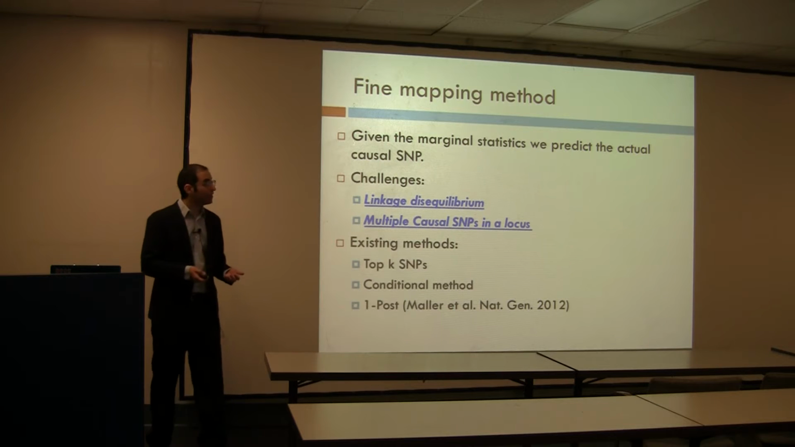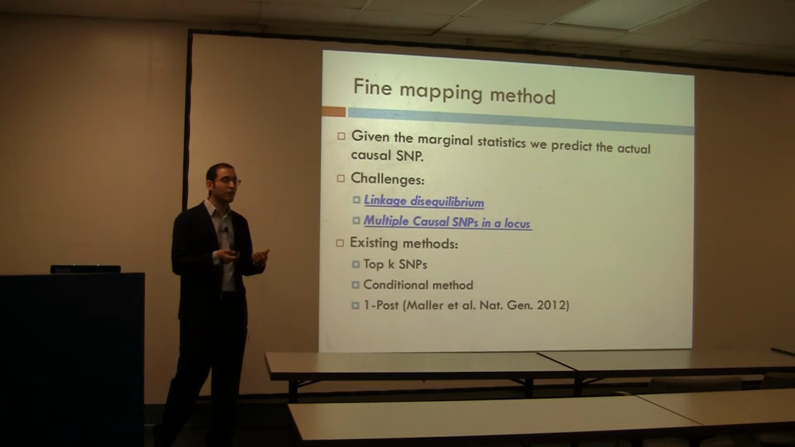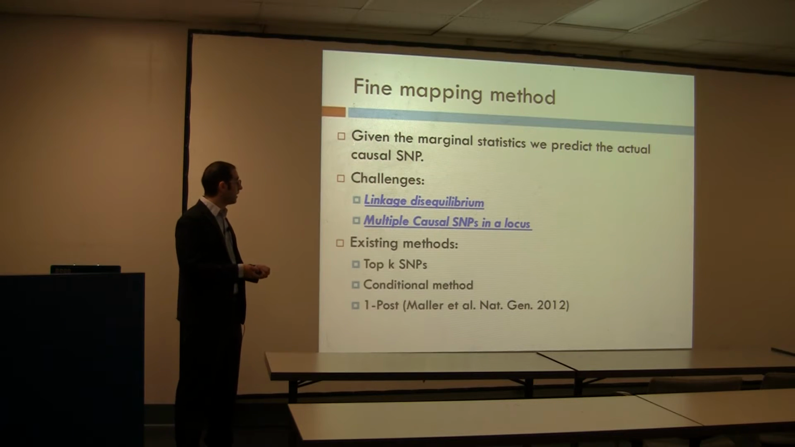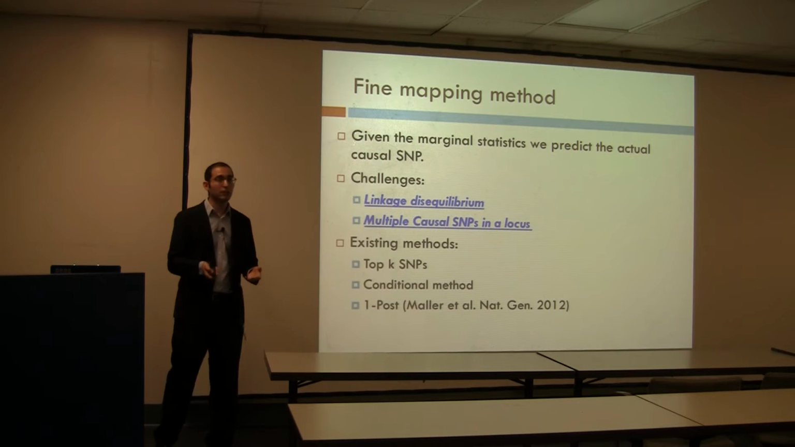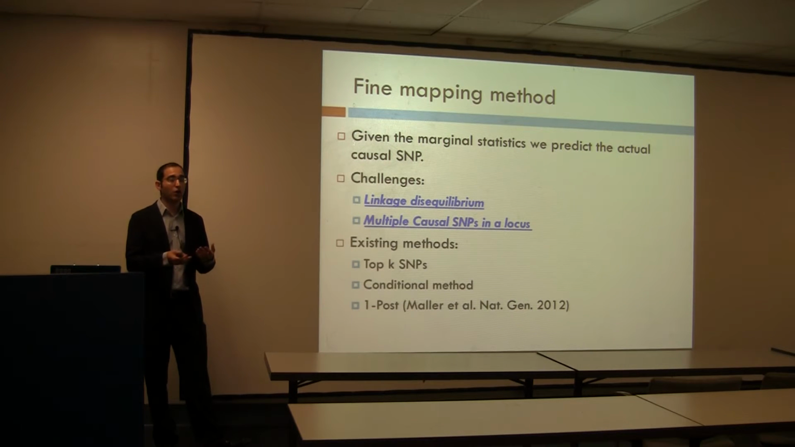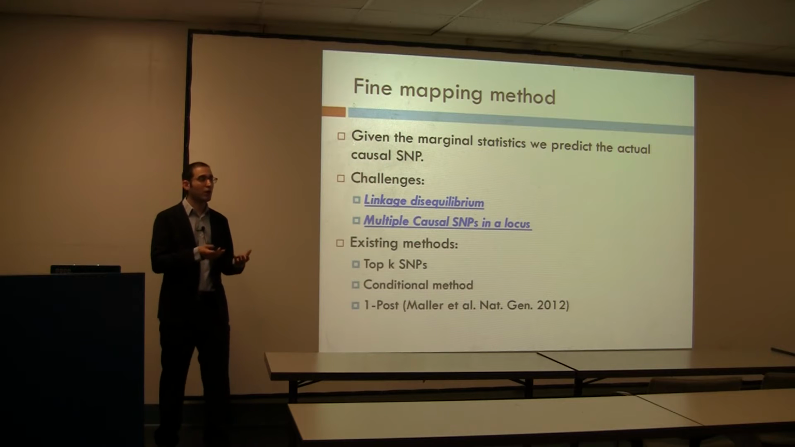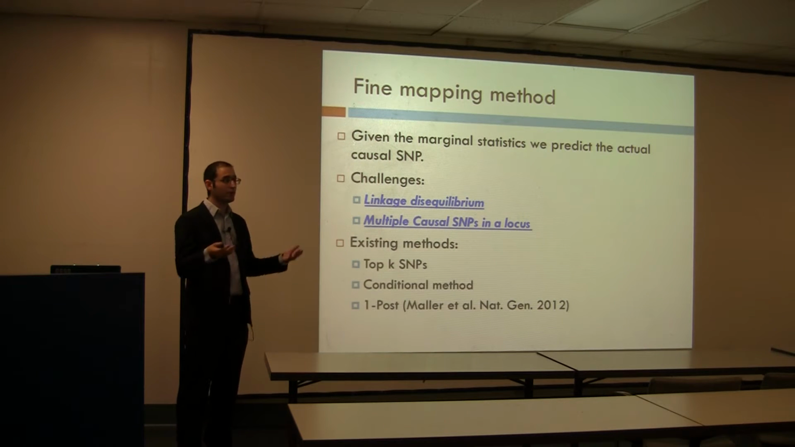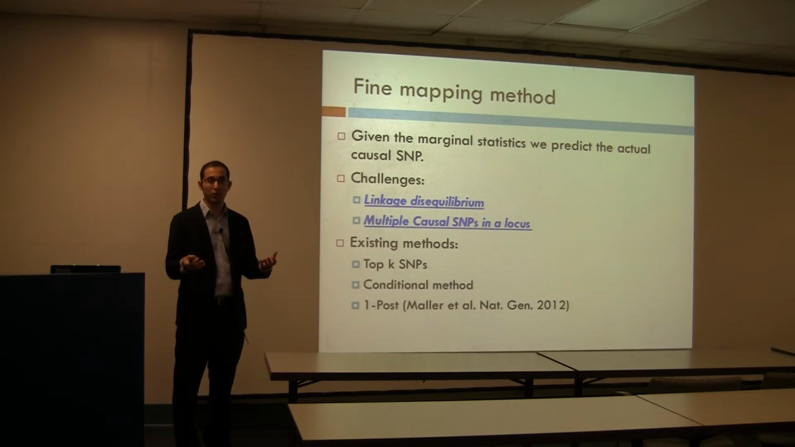So fine mapping is generally defined as: given the statistics from a GWAS result, can we detect which variant is actually causal? And this problem becomes hard for two main reasons. One is linkage disequilibrium, which means variants are not independent. When variants are not independent, it makes the problem hard for two reasons. One is that you cannot break the region into two simpler regions and solve them independently. So it makes it hard computationally.